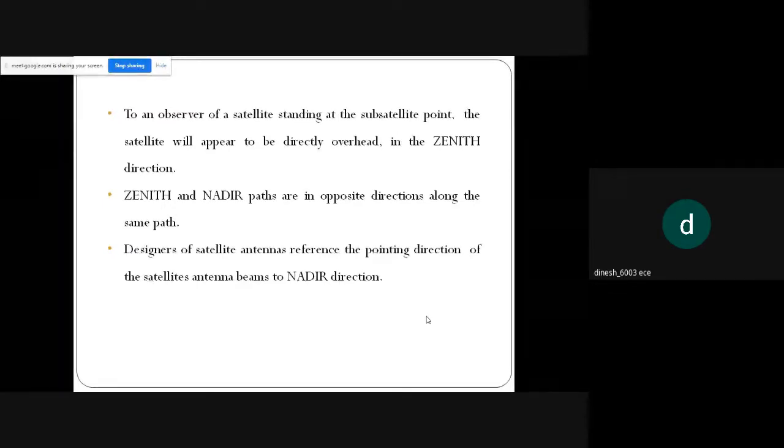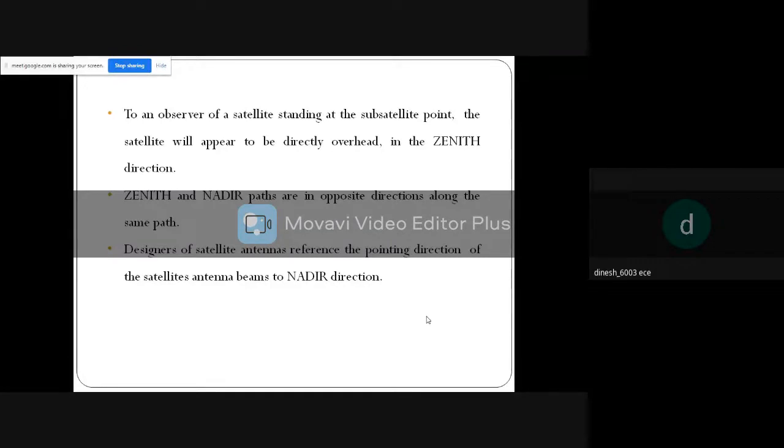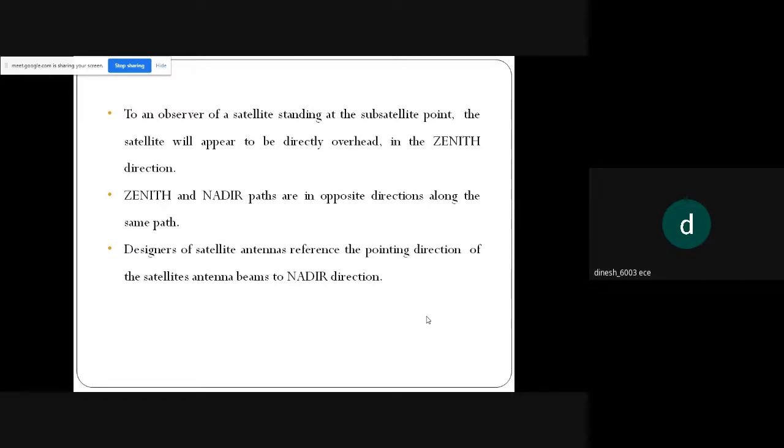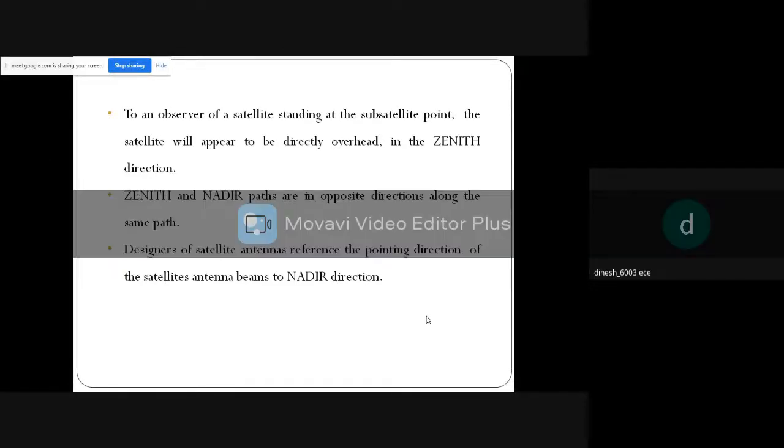So the designers of satellite antennas refer to the pointing direction of the satellite antenna beam as towards the nadir direction. Always, whoever wants to design an antenna for a satellite takes the nadir direction, which is from the satellite to the sub-satellite point on the Earth's surface.